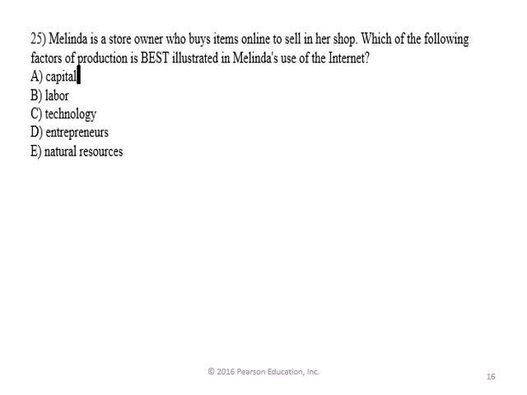Let's take a look at this one. Melinda is a store owner who buys items online to sell in her shop. Which of the following factors of production is best illustrated by Melinda's use of the internet? Again, we mentioned the internet being what type of factor of production? Technology, right? And the internet is really reducing the cost of entering into many businesses, because you don't have to have nearly the computerized systems to be able to pull off certain types of businesses now, and so the internet is definitely a technology that is being leveraged as a factor of production.